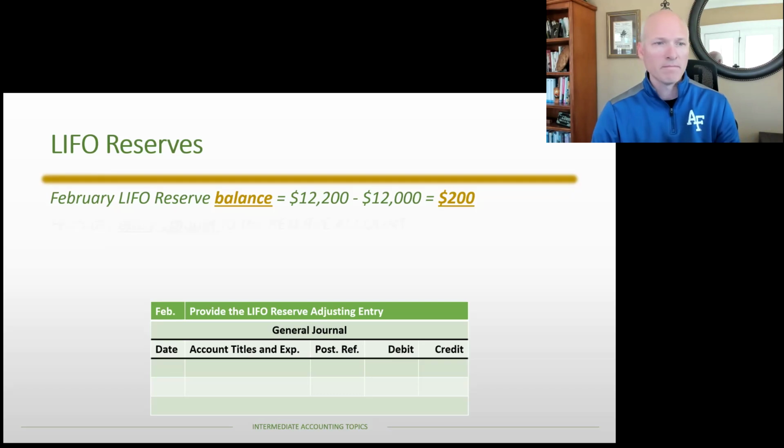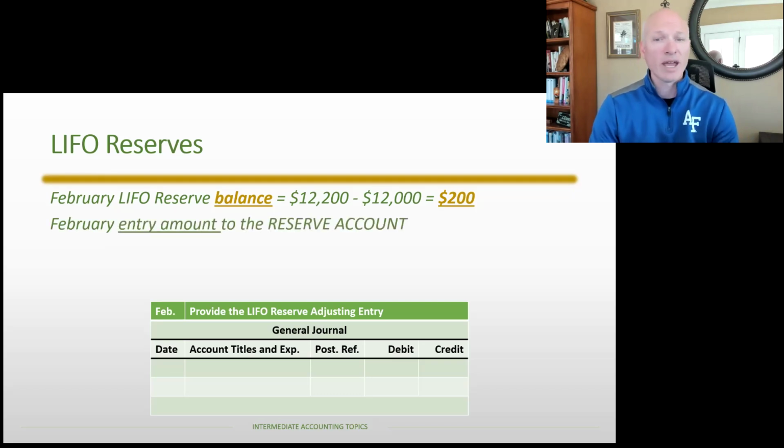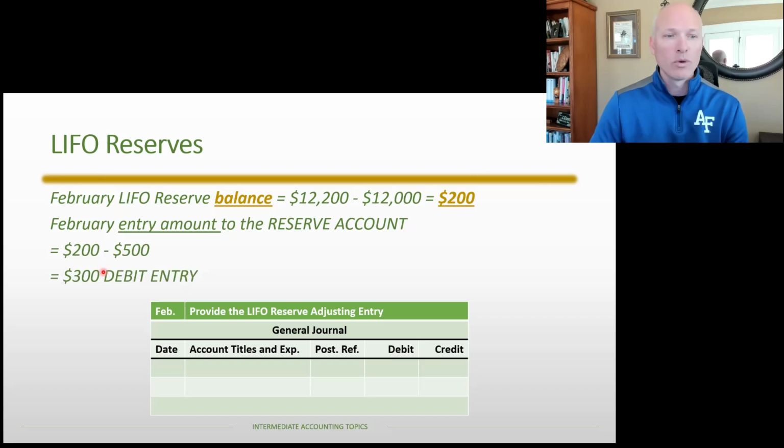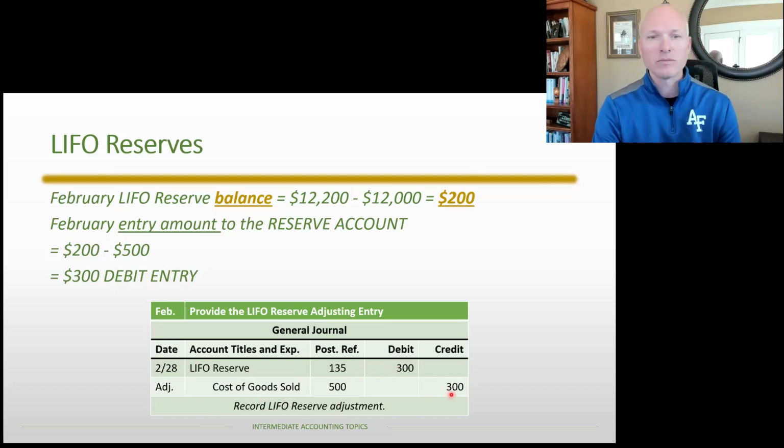All right, see how we did. So again, we have that balance. We have to compare it to the prior balance of $500. Now notice the LIFO reserve account is actually getting smaller. Since it's a contra asset, we're going to reduce that account with a debit entry. So we debit the contra asset $300. It's offset by a credit to cost of goods sold.